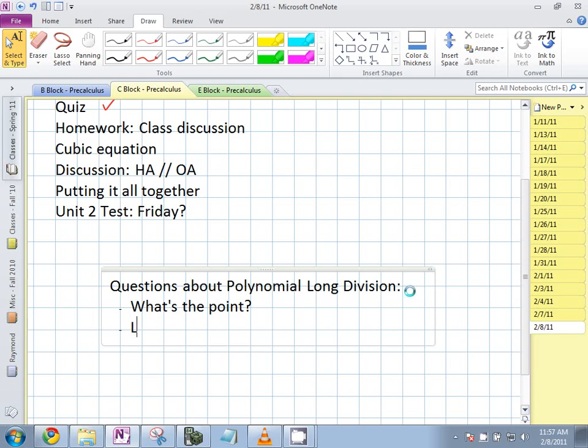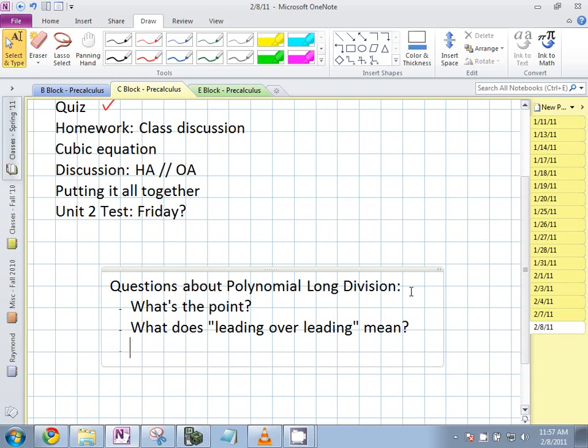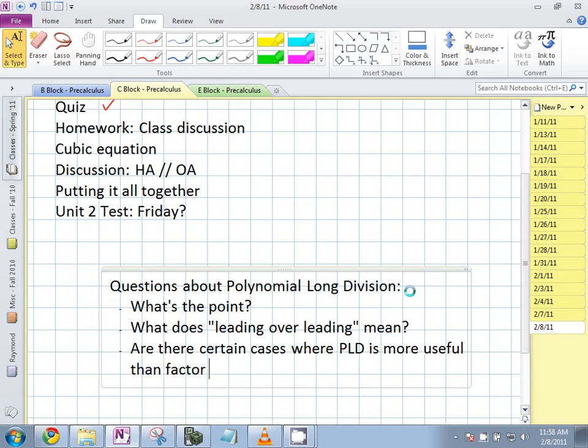I don't understand what leading over leading means. What else? Are there certain cases where this is more prudent than factoring? Good question. Certain cases where PLD is more useful than factoring.